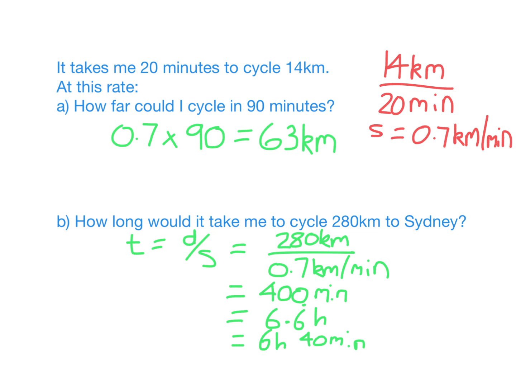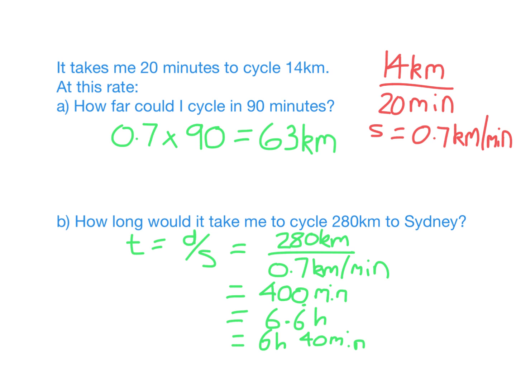So just note here that, again, this is an average speed. This is saying if I kept up the average speed, it would take me this long. I probably couldn't, in fact, I'm sure I couldn't, keep up this speed for 6 hours straight. Again, it's just an average.